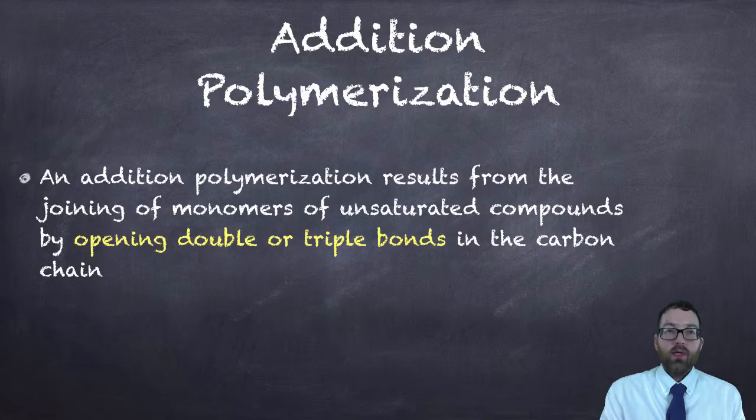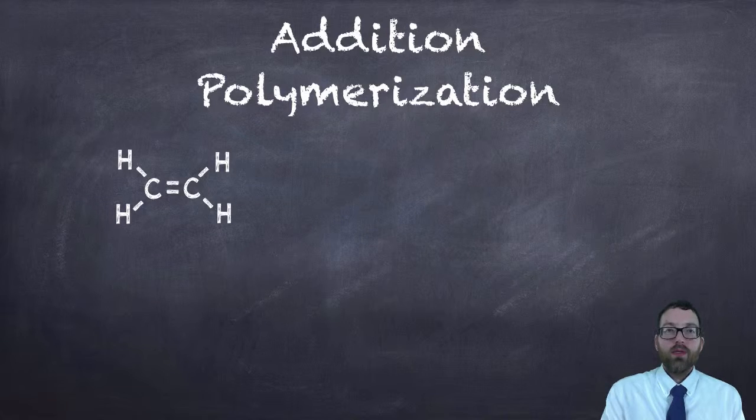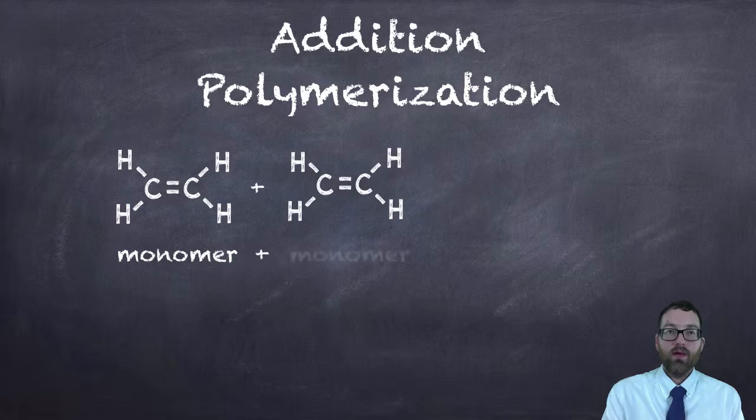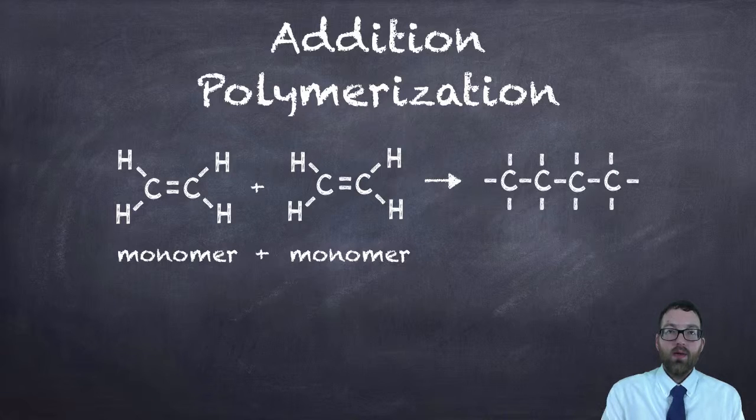Okay, so addition polymerization results from the joining of monomers of unsaturated compounds by opening double or triple bonds in the carbon chain. So here is a molecule of ethene. This is our monomer, and if I react that with another monomer, another ethene, I can open up the double bonds here and free some electrons that can link together to make bonds to hold them together as a larger chain. So I would get a polymer of butane.